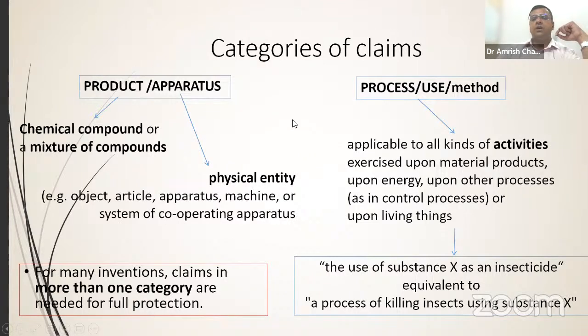And then there is another thing which is called a process patent. This process patent is applicable to all kinds of activities exercised upon material products, upon energy or other processes, as in control processes, or upon living things. So if you have a method of synthesis, method of analysis, all these things are covered under processes. The use of substance X as an insecticide is equivalent to a process of killing insects. So instead of using the word, you can say a process of killing insects. Such things are patentable. So you have product and process claims. These are two major things.